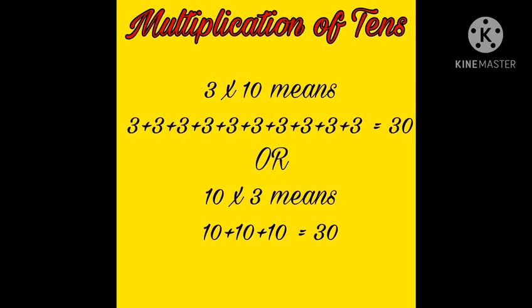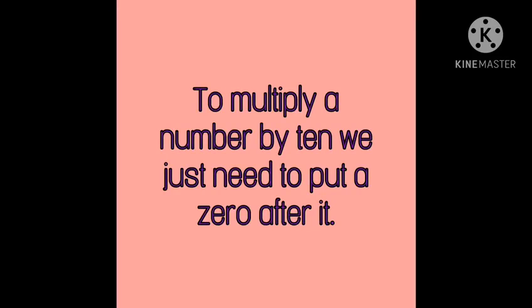The other examples could be 4 multiplied by 10, which is 40, and even if you write 10 multiplied by 4, we get the answer as 40 only. Which means to multiply a number by 10, we just need to put a 0 after it.